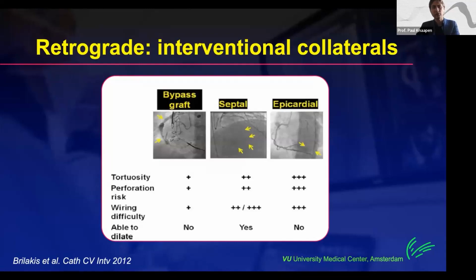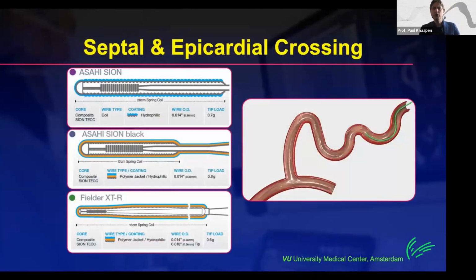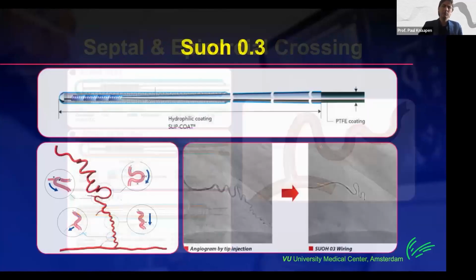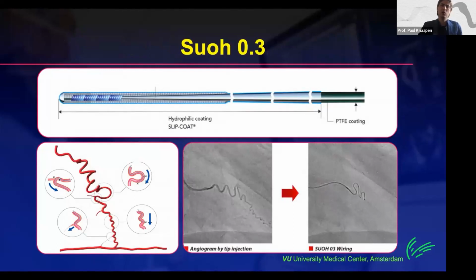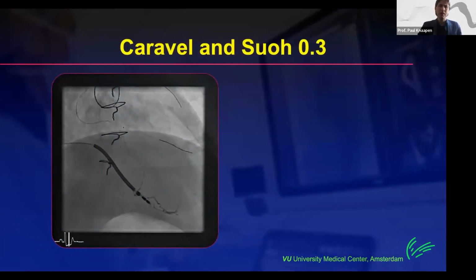Epicardials, obviously, if you perforate them, you will get dampened out. So if you need a toolkit for septals and epicardial crossing, it'll be the ASAHI Sion with the Sion Black or the Fielder XCR, and in more contemporary practice, also the SUO 3. These are basically the 4 wires you need if you want to get retro. So I'll show you one slide example.